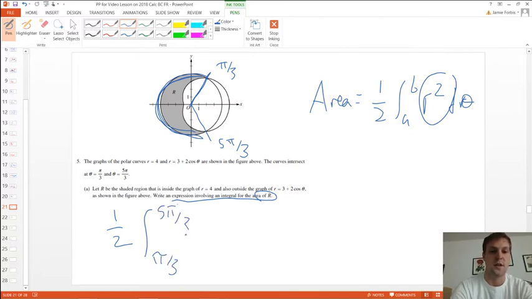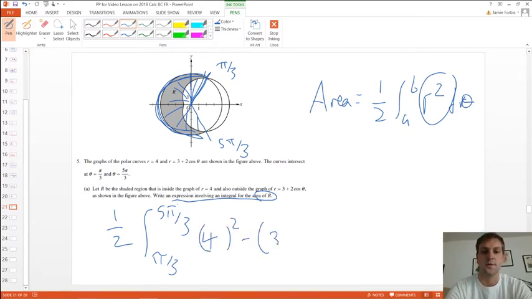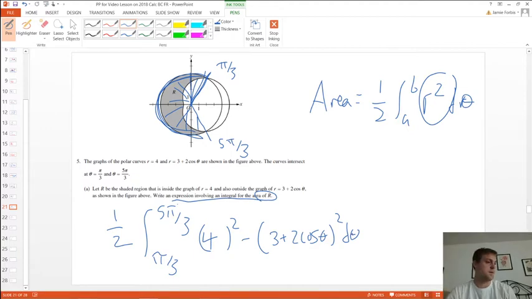to 5 pi over 3. So that's going to be doing a sweeping motion all the way around. And what we're going to do is take the bigger radius, which is 4 squared, and subtract the smaller radius, which is 3 plus 2 cosine of theta squared. And that's our answer. That's all it wanted us to do, was come up with that integral. Okay, you don't have to solve it, so that's good. And you didn't have to solve for the intersections, which is also pretty good.